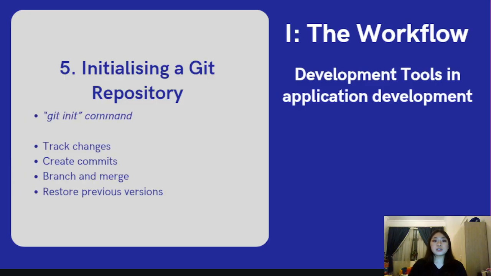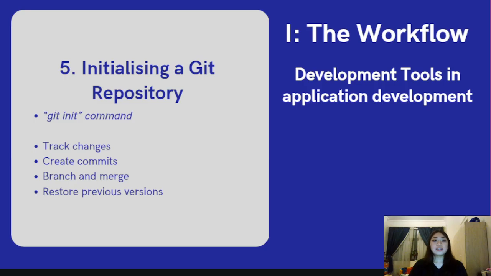Number 5. Initializing a Git repository. Before version control can begin, the project folder must be turned into a Git repository. This is done by using the command git init. So initializing a repository creates a hidden folder called .git, which stores all version history, configurations, and tracking information.